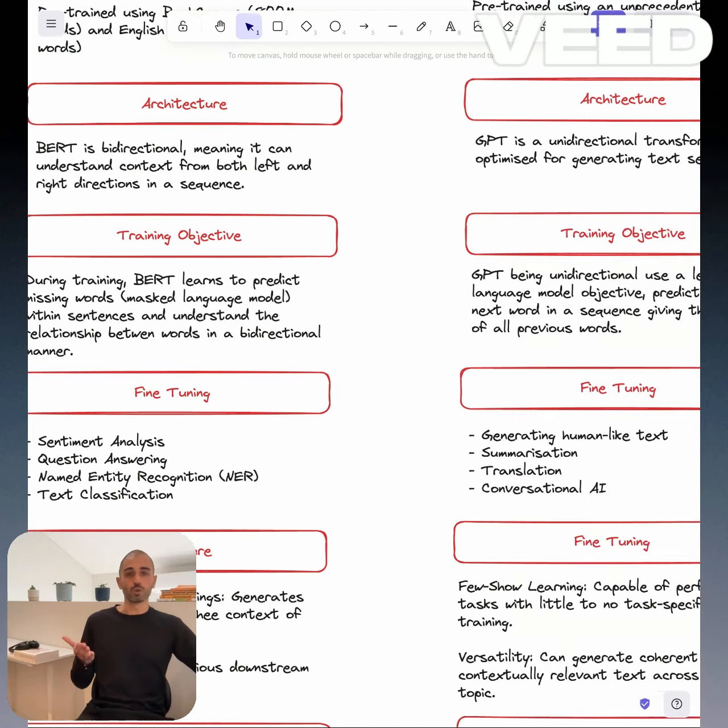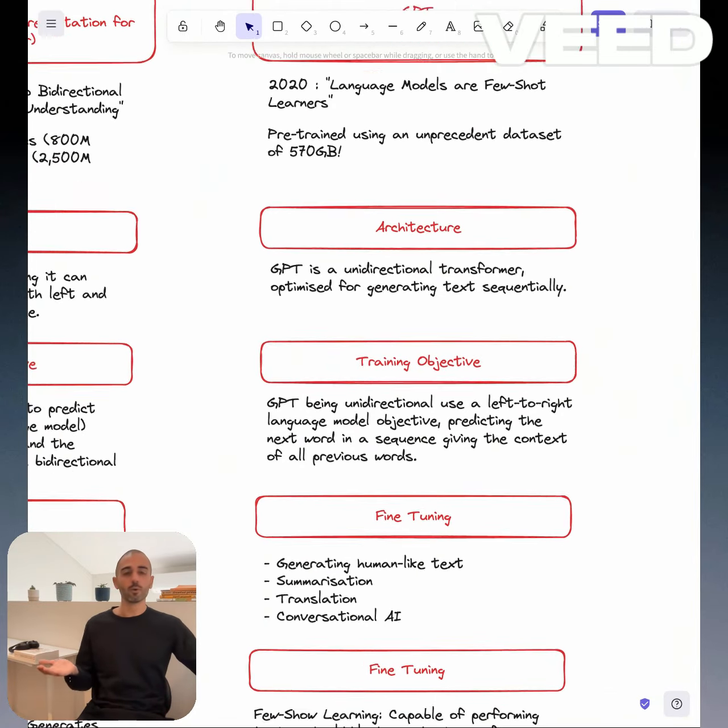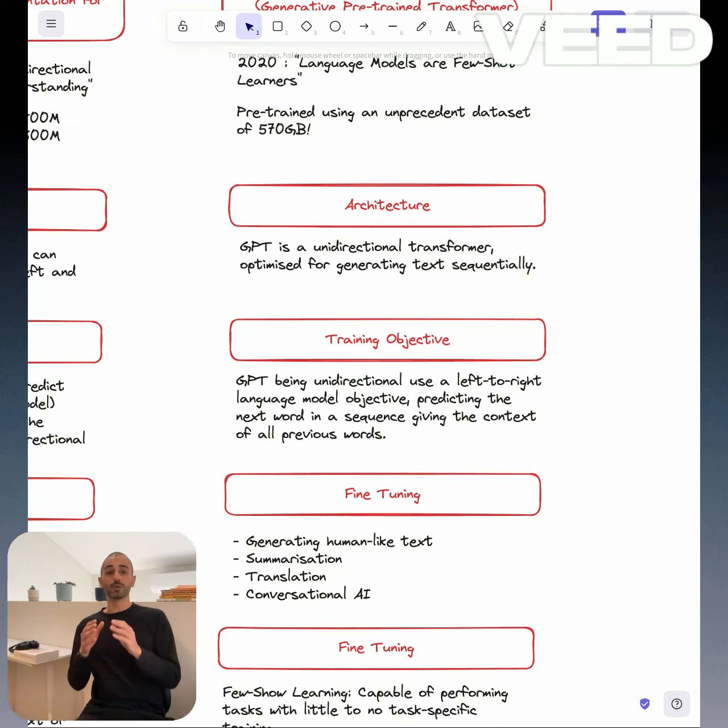Moving into GPT, the Generative Pre-trained Transformer, we can see that the architecture is unidirectional by nature, and it's optimized for generating text sequentially. The training objective is actually to predict the next word in the sequence, and it allows us to fine-tune the model to be amazing in generating human-like text, summarization, translation, and conversational AI.